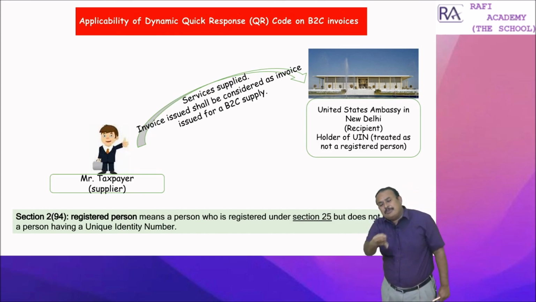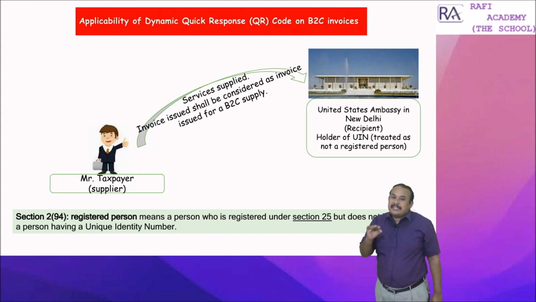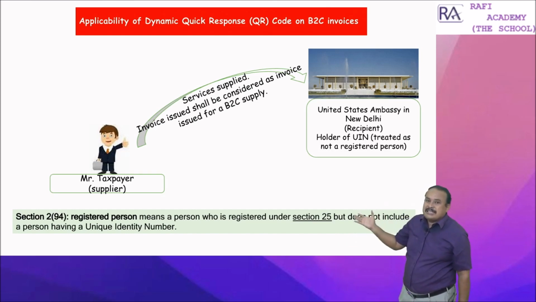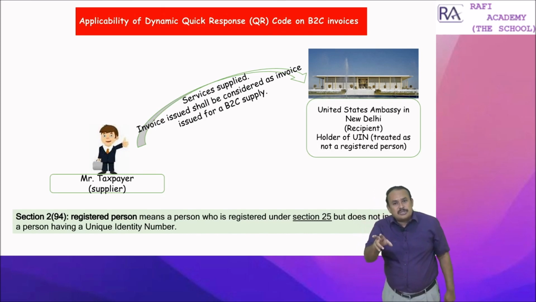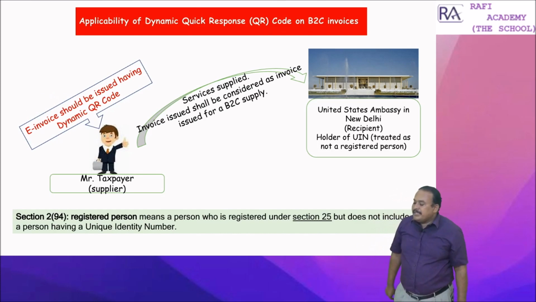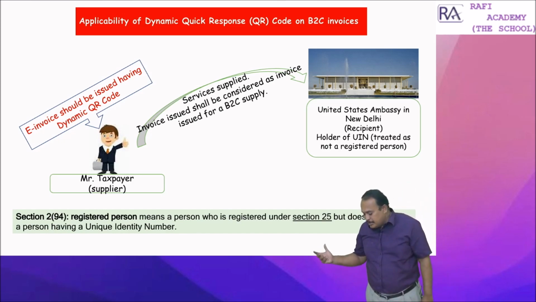If that is the case, my dear sir, mentioning of QR code in the e-invoice, is it mandatory? The law of the land says absolutely mandatory. In the given case, the B2C transaction, hey Mr. Supplier, you must mention quick response code in your invoice. E-invoice should be issued having dynamic quick response code. Got the clarity, my dear friends? It is as simple as this.